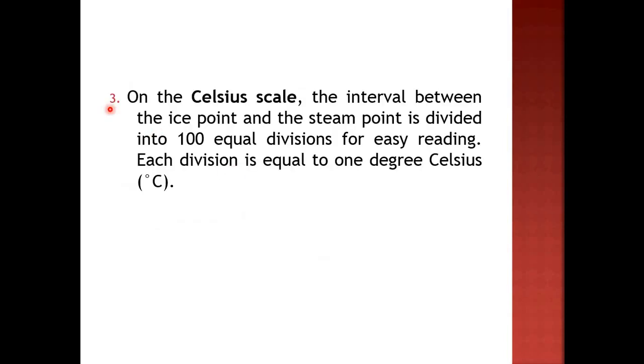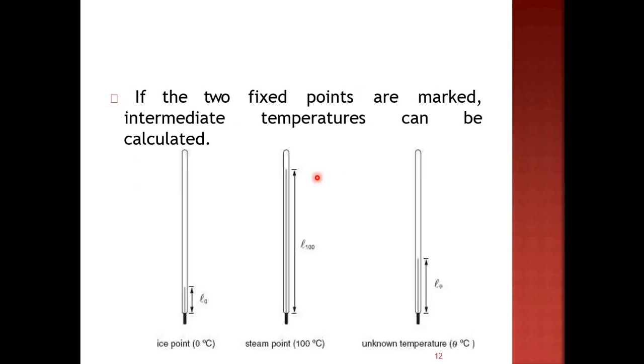At the end of the step, on the Celsius scale, the interval between the ice point and the steam point is divided into 100 equal divisions for easy reading. Each division is equal to 1 degree Celsius. If the two fixed points are marked, intermediate temperatures can be calculated. You already know your ice point, and you also know the steam point.